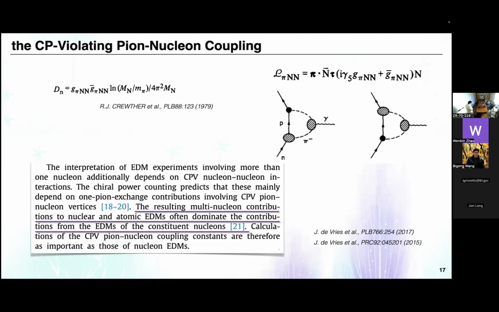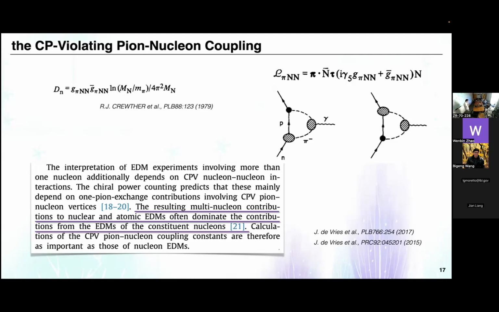This coupling is important since it gives the leading dependence of the nucleon electric dipole moment on the pion mass. So this is the leading expression for the nucleon electric dipole moment: the normal g_πN, the CP-Violating ḡ_πN, and the mass dependence.